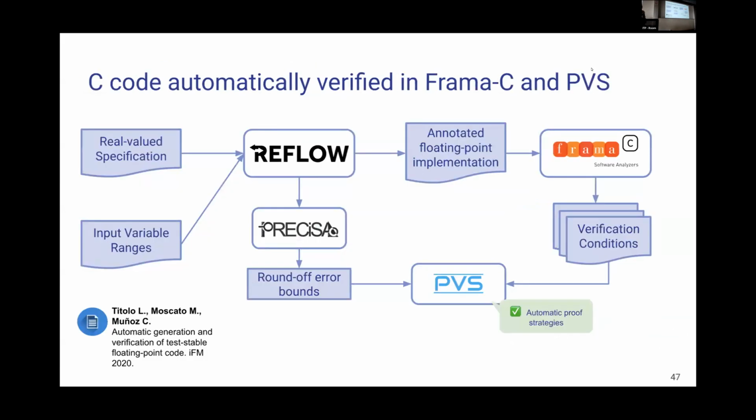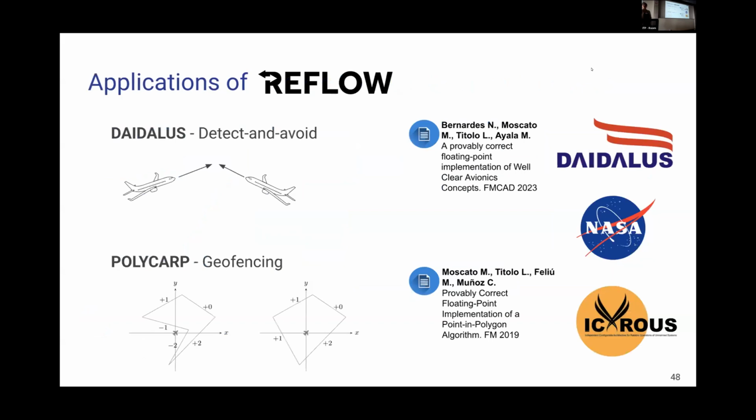And finally, this is the part where we use FramaC. So we have our annotated program. This can be input to FramaC. FramaC gave us some verification condition. This time, we have implemented a framework for the verification condition to be in the language of PVS, so they can integrate also with the certificate that we get from PRECiSA. So it was like the whole overview of the ReFlow work.